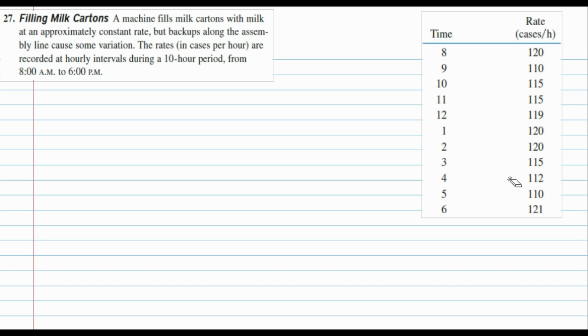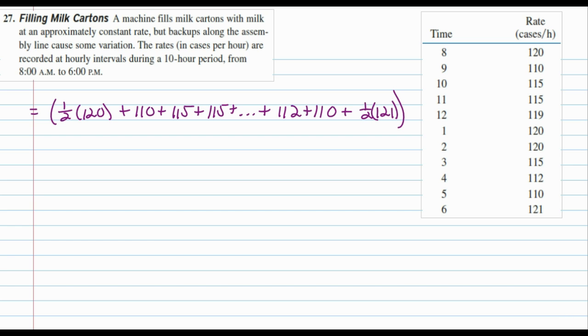Now I'm going to pick 1/2 times the first base, and then 1/2 times the last base, and then individuals of all the middle ones. The trapezoids all have a width of 1, so technically there's a 1 on the outside here. And I get that there's about 1,156.5 cases of milk cartons full.